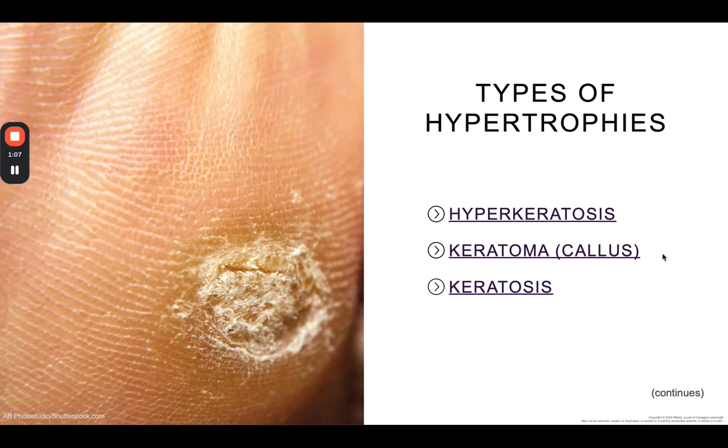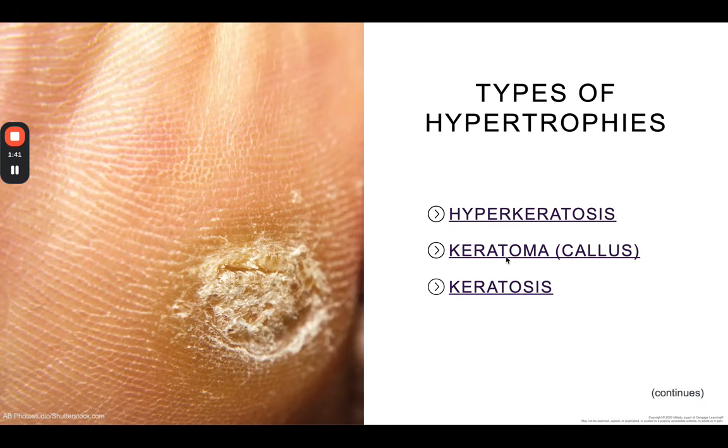Then we have a keratoma. If you've ever heard of a callus, on the low end we call it a callus. On the high end, it's called a keratoma. And basically, it's characterized by an acquired thickened patch of the epidermis. And then a callus is caused by pressure and friction. Okay, that's what a keratoma is. So anytime a person develops a callus, that's because they've had continued pressure or friction on that area.